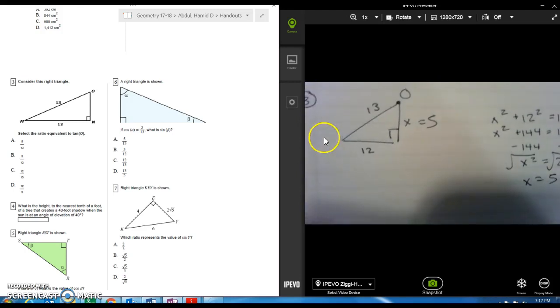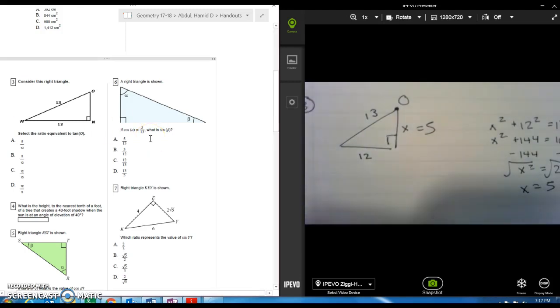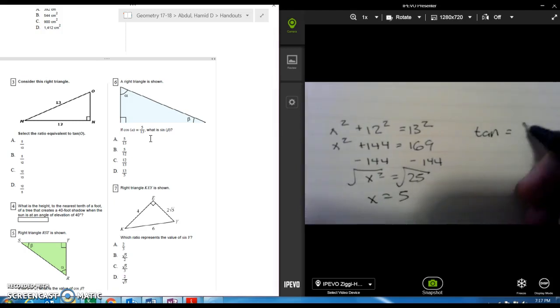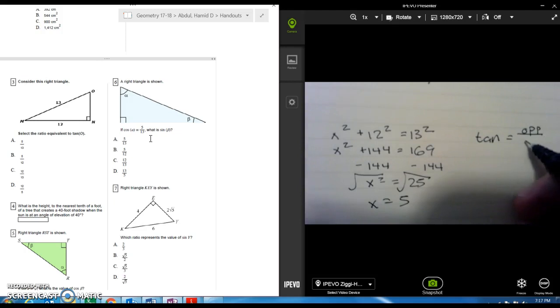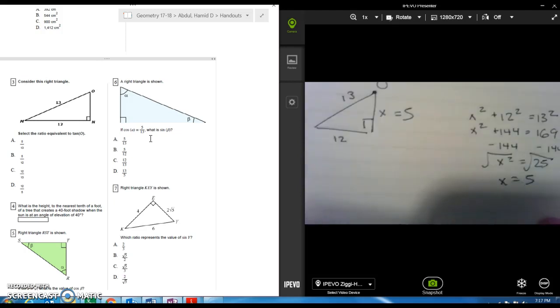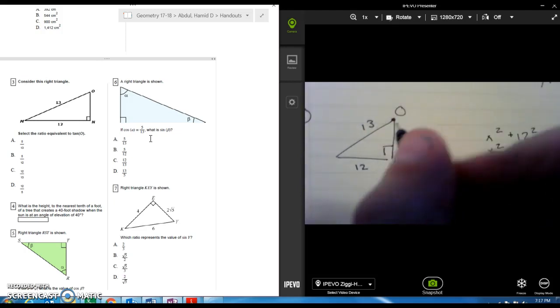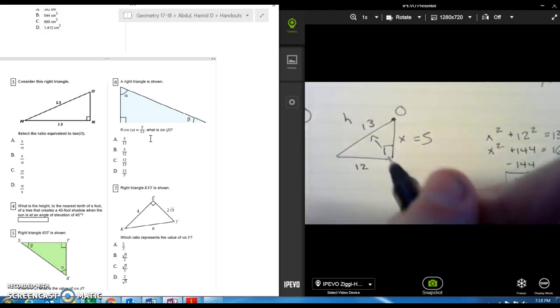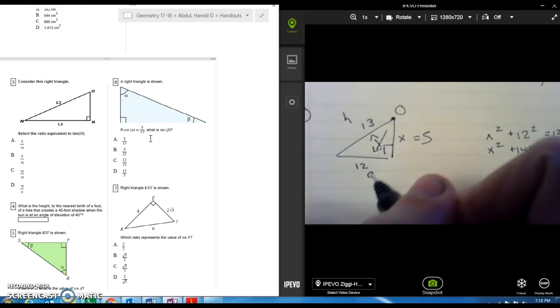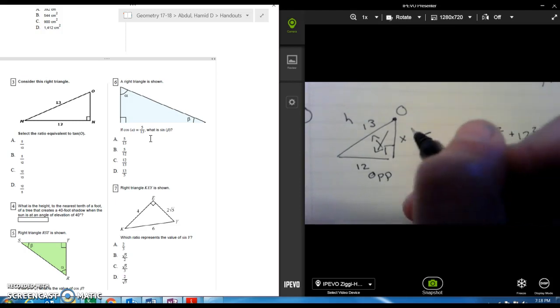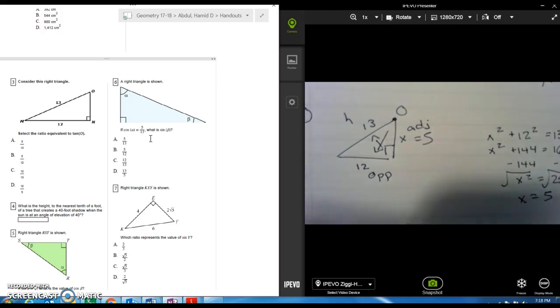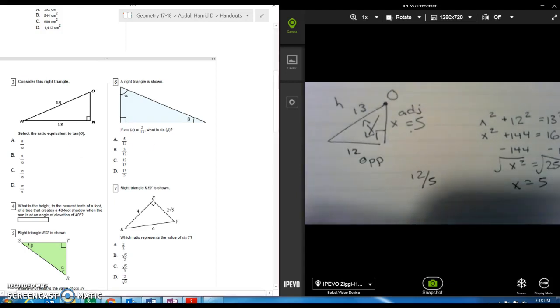But let's see. We want tangent, which is equal to opposite over adjacent. So we're looking at O. This is H. Opposite and adjacent. That is 12 over 5. So all we got to do is find that fraction, right? And that is D.